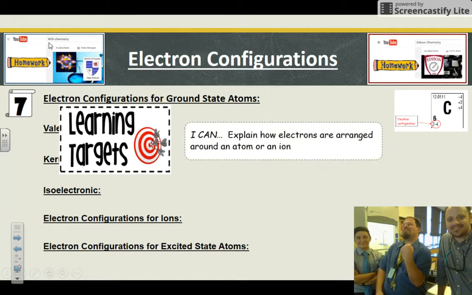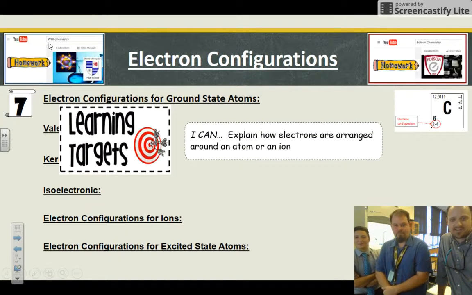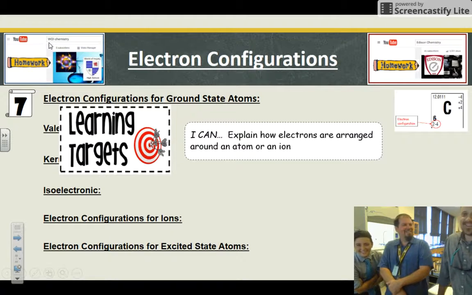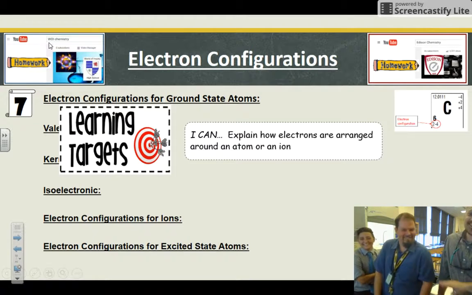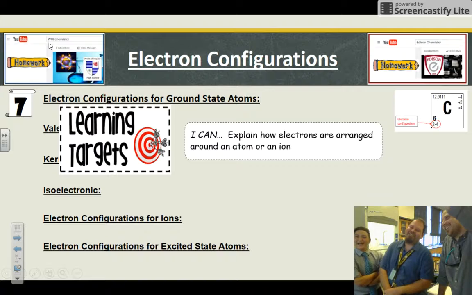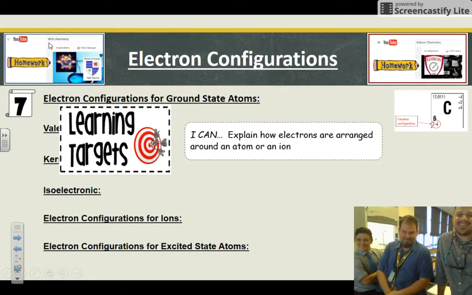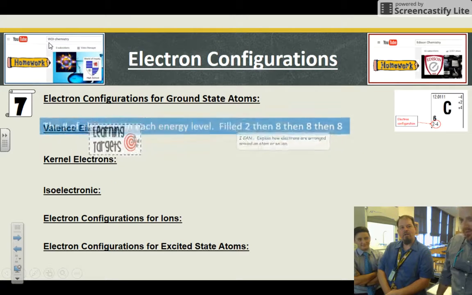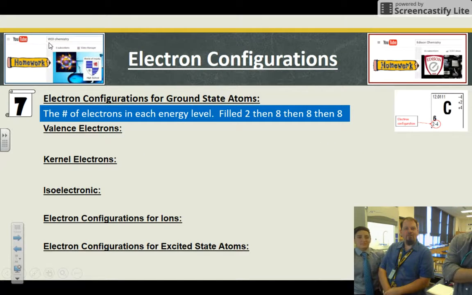Learning targets. Yeah. These important messages. It's like an advertisement. The more you know. I can explain how electrons are arranged around an atom or an ion. Sweet. Electron configuration of ground state atoms.